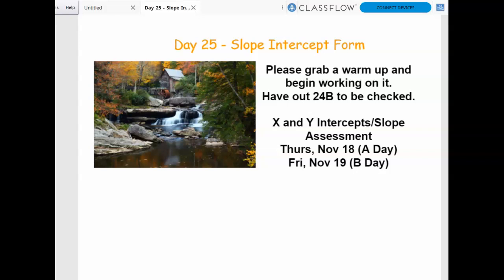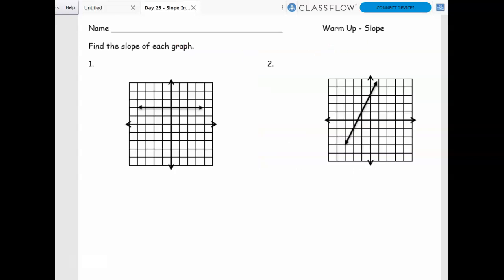Hey guys, welcome back. Today's day 25 and we're going to talk about slope-intercept form. If you missed class, make sure you look at the warm-up and try to do the problems, and I'm going to go over them right now.